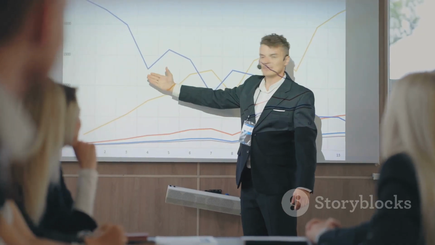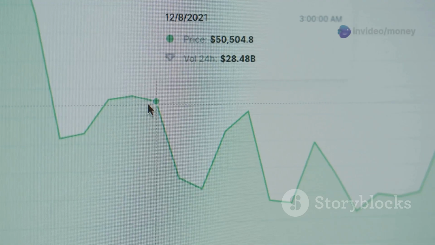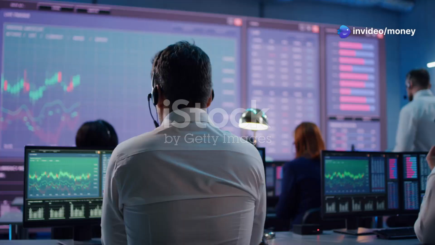Use cases? The SMA is great for identifying the direction of the trend. You can also use it to identify support and resistance levels.